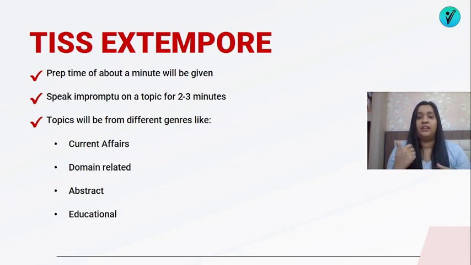Domain related, so if you're giving the HR or psychology or MHA, so healthcare budget, fiscal deficit, all those current affairs that are related. Domain related, that is related to the subject that you're applying for. Abstract would be topics like music, red, black, white. Educational content, again education will be related to environment, related to awareness, related to campaigns. So if you are going for a healthcare course, then it could also be public health, what is happening in the grassroots, is it enough, how would you implement changes, strategies. All these kinds of topics are going to be very common in the TISS extempore.